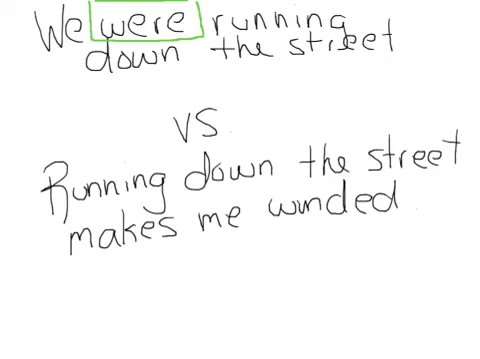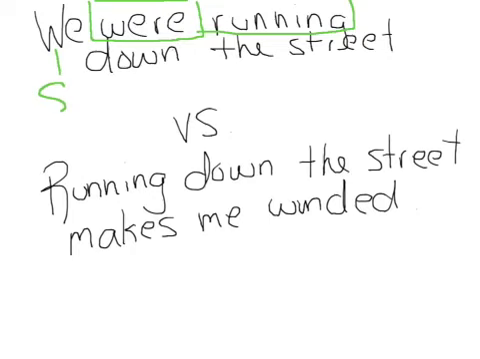If you were to draw this sentence out, you would draw people in motion. "Were running" is the entire verb phrase. "We" is our subject. In the second sentence, "running down the street makes me winded," again I have that phrase "running down the street." Let's look to see if we can find that verb.